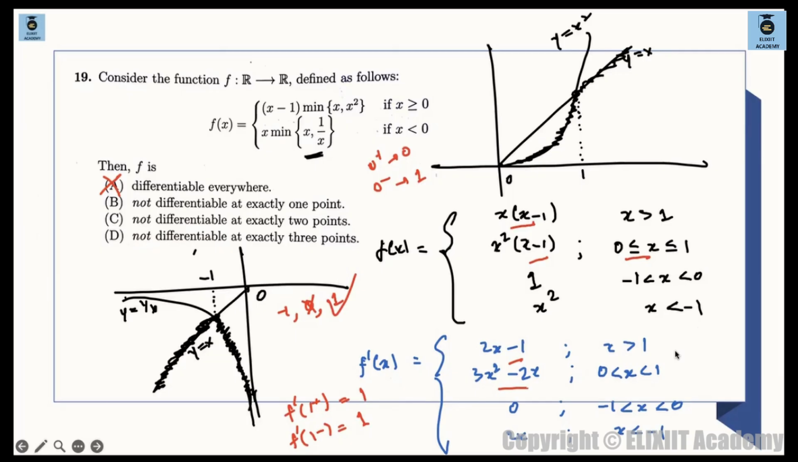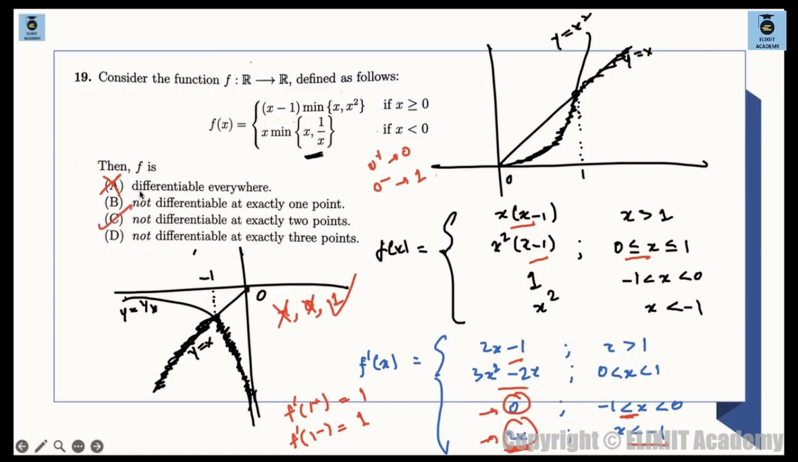Then check at -1. At -1, when x is less than -1 we take this branch, so what will it be? -2. You can verbally solve: when x is less than -1, this becomes -2, 2 into -1. And when x is more than -1, we take this branch, which is 0. So one side gives -2, the other gives 0, so it is not differentiable. So -1 is a point of non-differentiability. Okay, so it is not differentiable at exactly 2 points.